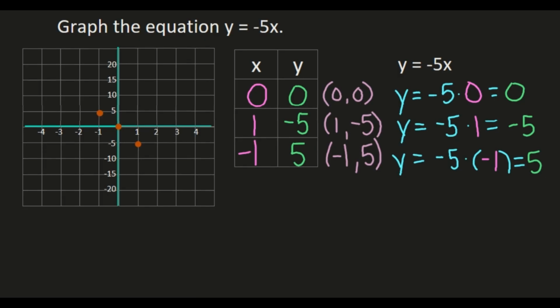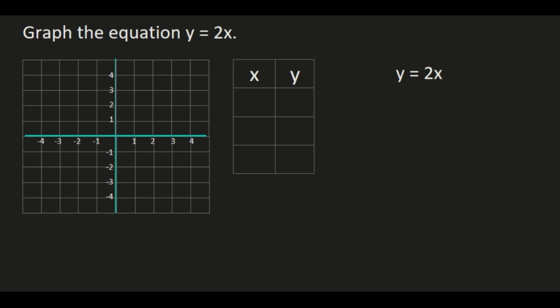Now we can use any value we want to for these x values when we are finding our ordered pairs. I use 0, 1, and negative 1 because those are simple numbers to work with. And you can do more than 3, but really you only need to plot 2 or 3 points in order to draw an accurate line.